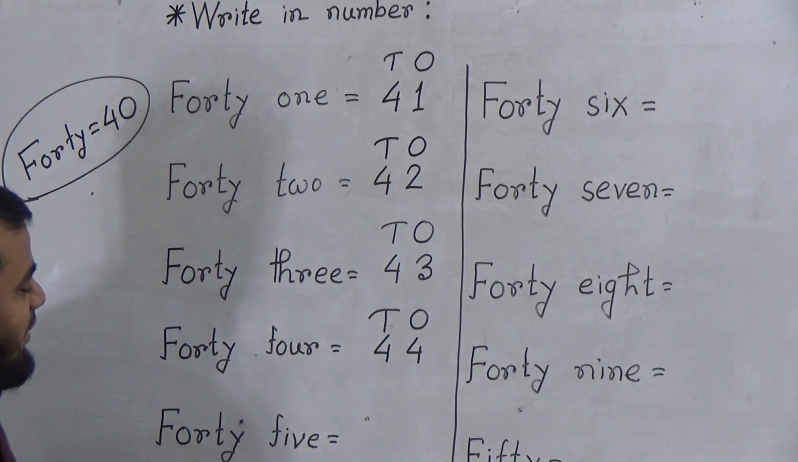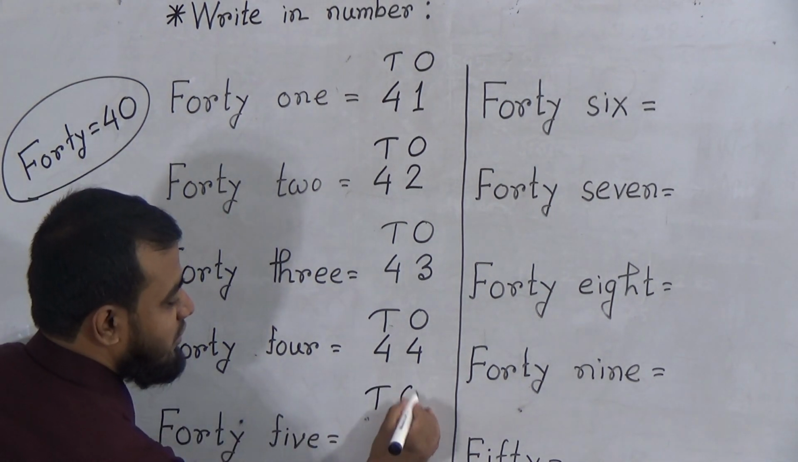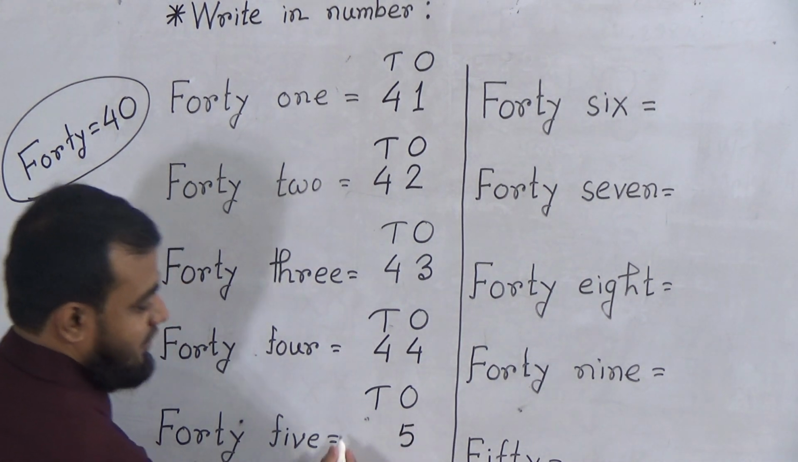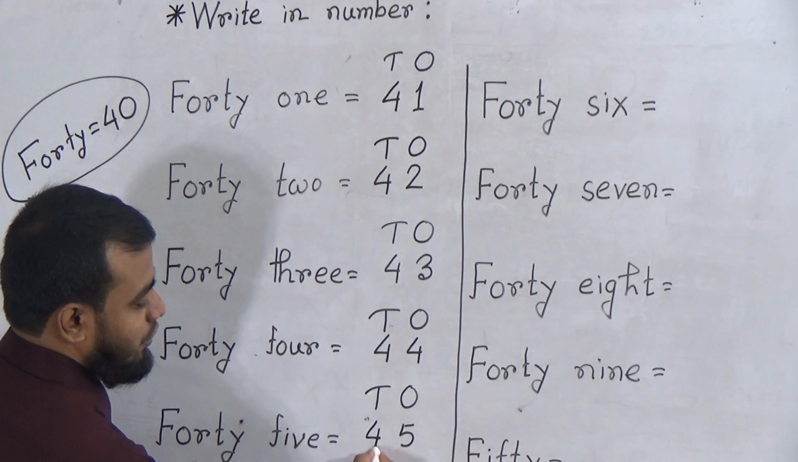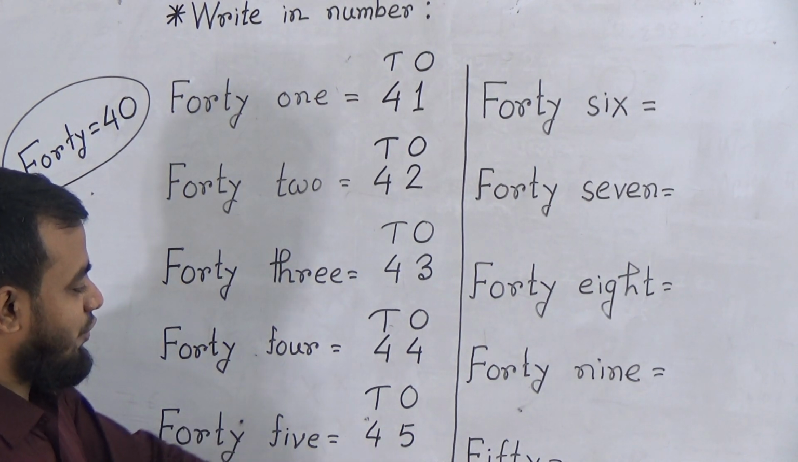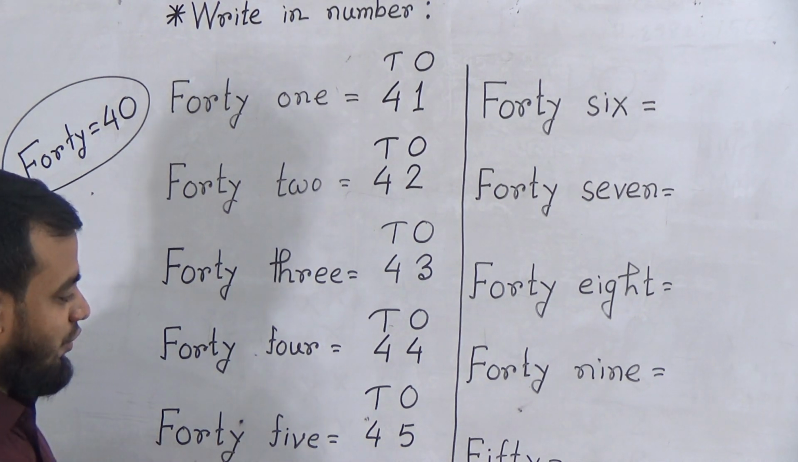After 44, the number that comes is 45, okay? To write down 45, my dear students, in the ones position we should write down 5, and in the tens position we should write down 4. So we can say that 4 tens and 5 ones makes the number 45, and you can also say that 4 and 5 makes the number 45, okay?